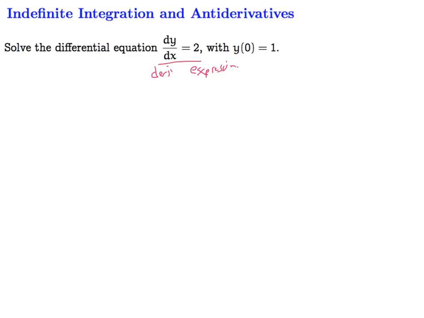And what you want to do when you look at these things is think, well, I need to integrate. So the first step is you write this like dy equals 2 dx. It's okay to separate them. And then we're going to integrate both sides.